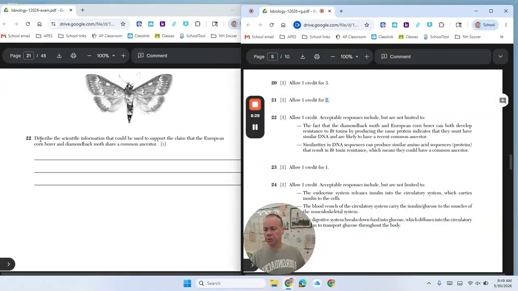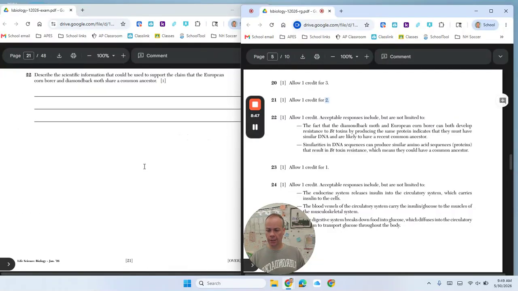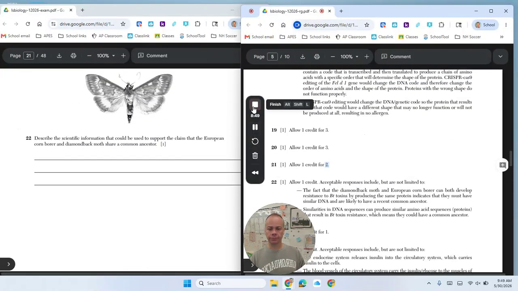But this is a question that uses the action word describe. So you need to say a little bit. You need to give some detail here. So we really want to connect DNA to the protein, and then that similar DNA is a result of having a common ancestor. Okay, and that's the end of this cluster, cluster number 5. If you got that correct, give yourself a +1 for this question number 22.